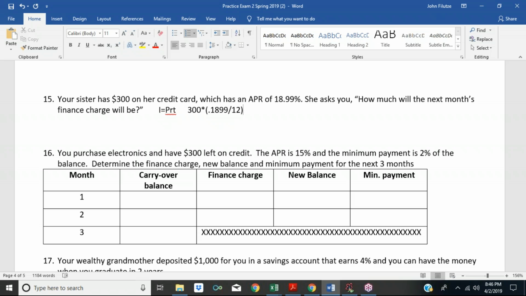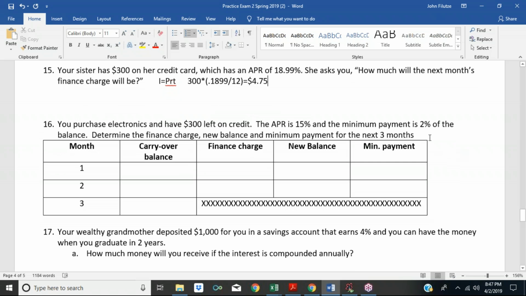And then I guess, let's see, 1 month, so 1, since this is monthly, 0.1899 times 300 divided by 12 is $4.75. Perfect. So it would be the monthly interest. So it's just 300 times 0.1899 divided by 12. That would be the month's interest.